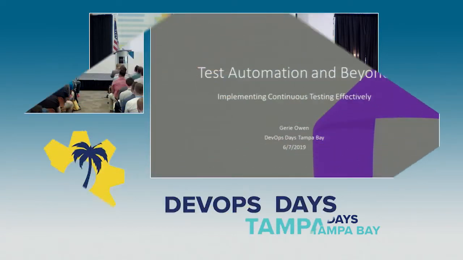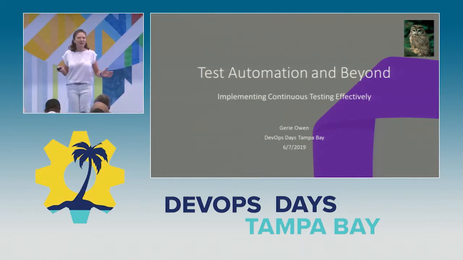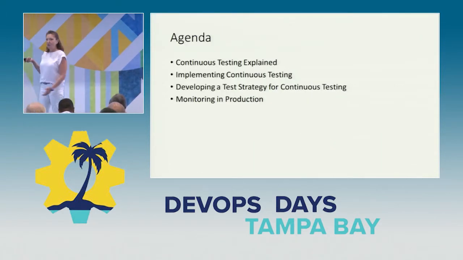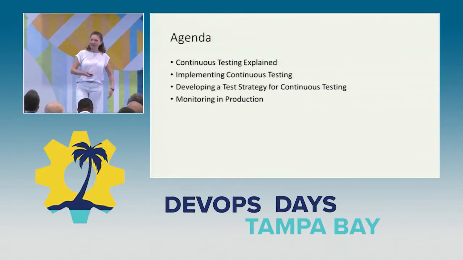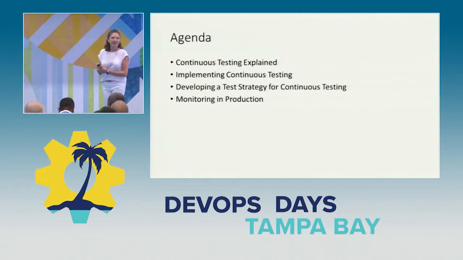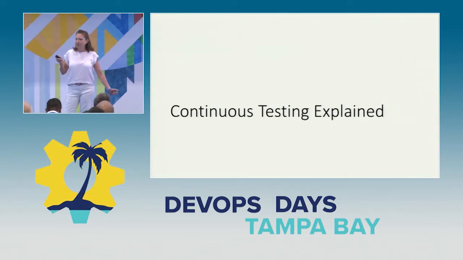So I want to talk a little bit about continuous testing and how to implement that effectively. But before I begin, I'd just like to ask you a question. Show of hands. How many of you are part of a DevOps team? How many of you are responsible for quality? Okay. All right, so we'll talk about continuous testing, how to implement it, developing a strategy, and if we have time, monitoring production. I have a lot of slides, so I'm going to be moving along pretty fast, but I will post them to SlideShare if anybody wants to read them.